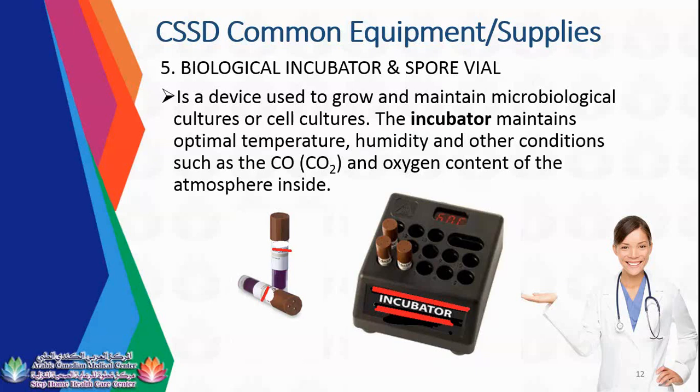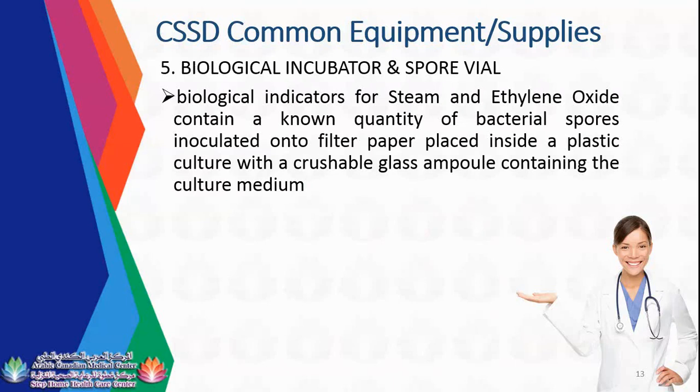Your incubator should be operated from 50 degrees Celsius to 60 degrees Celsius, so that it should be preheated or heated before putting the spore vial, the biological indicator. So a biological indicator for steam and ethylene oxide contains a known quantity of bacterial spores inoculated on the filter paper, placed inside a plastic culture with a crushable glass ampoule containing the culture medium.